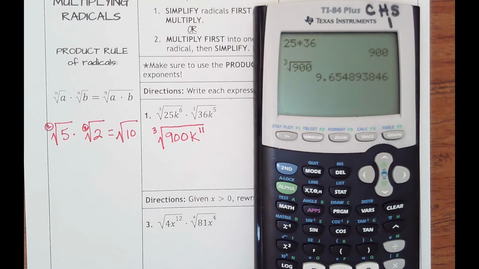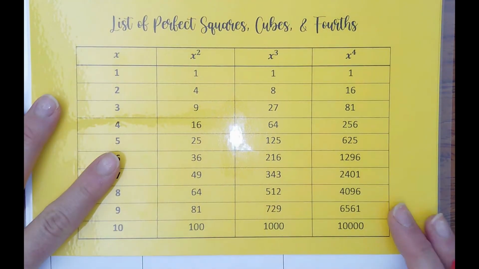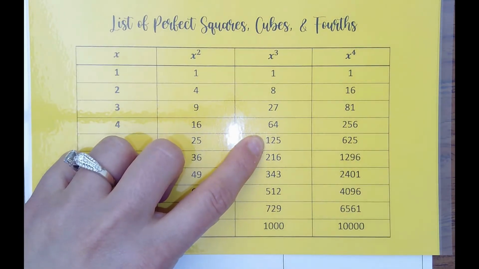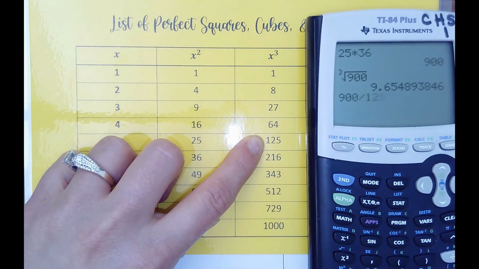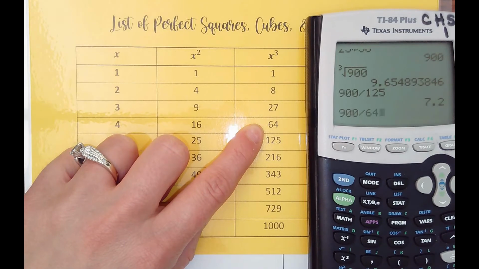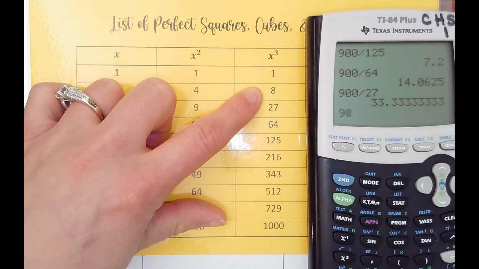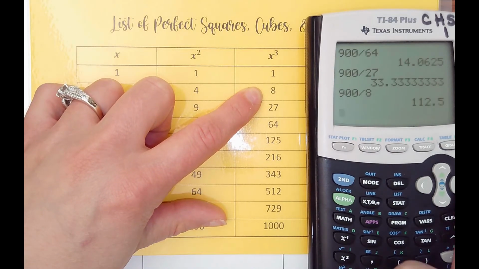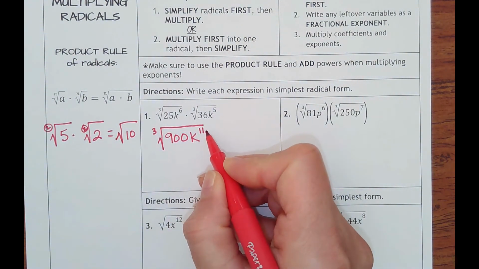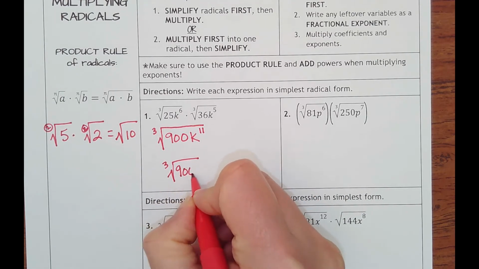It's a decimal. And looking at my sheet of perfect cubes, I don't see one. The only one would maybe be 125. That would work. Nope. 64 doesn't work. 27 doesn't work, and 8 doesn't work. So believe it or not, 900 cannot be simplified at all, but I can take some k's out. Okay, so this would be the cube root of 900.